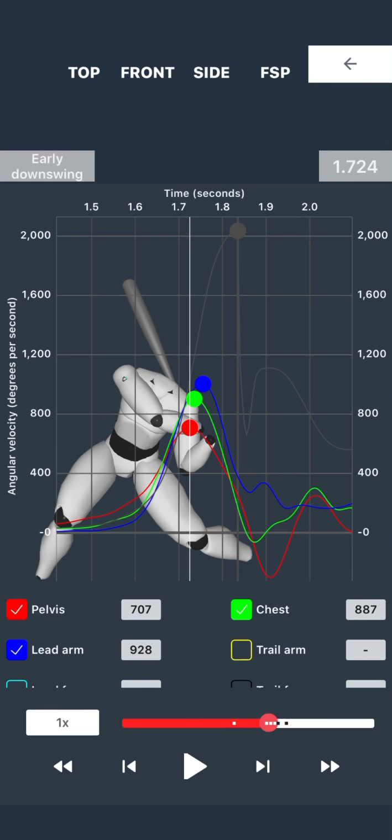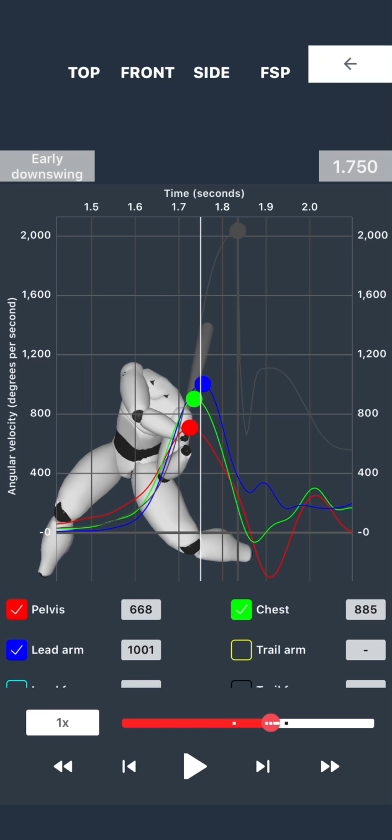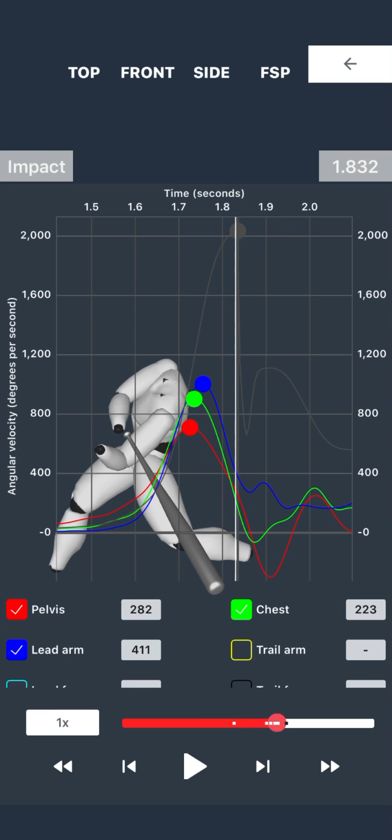Okay, and then next, the shoulders begin to slow down, and then right here is where the arms begin to slow down, and then you can see all the way at the top up there, that black dot, that's the bat. So you can see how much speed is gained off of a proper sequence.